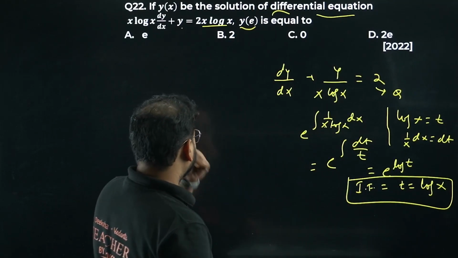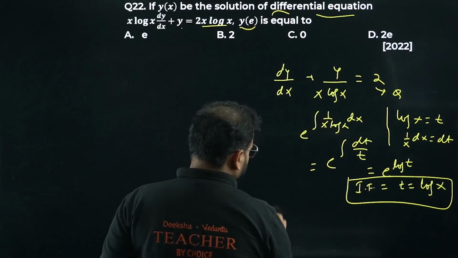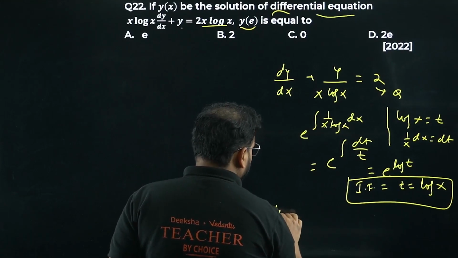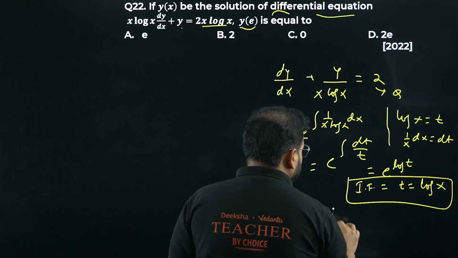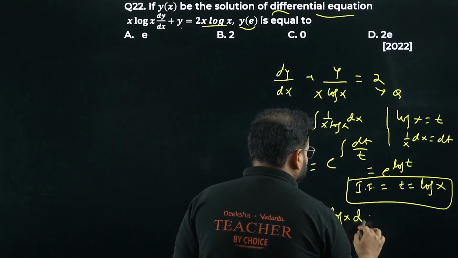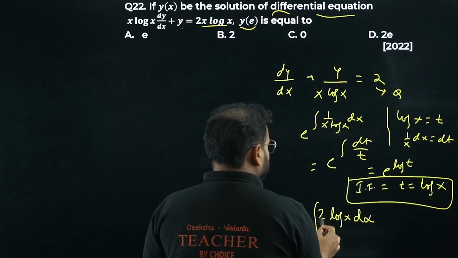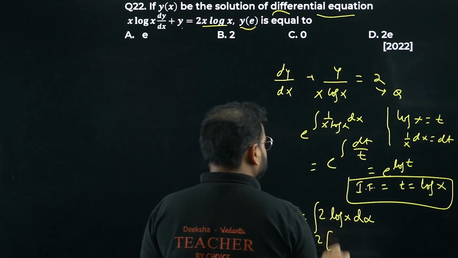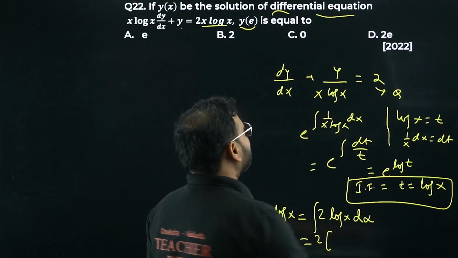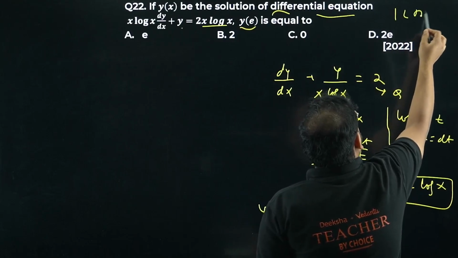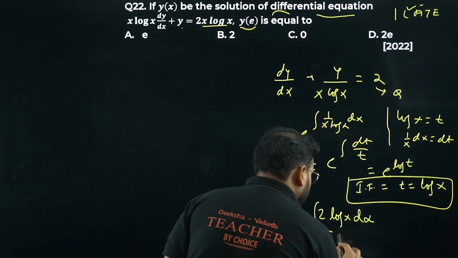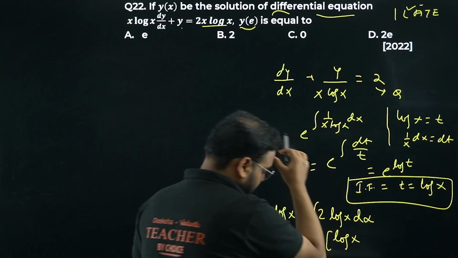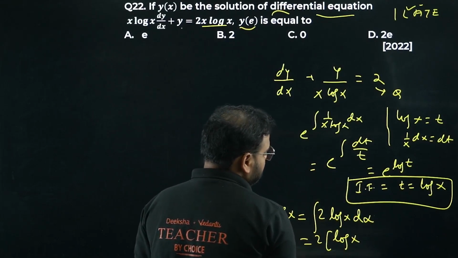Now write the answer. You'll have the solution as y times log x equals integration of 2 log x dx. We have to apply integration by parts over here. So 2 is a constant, keep it outside. Log x is the first function, ILATE, so log has a preference over algebra. So take log as it is. You'll have log x over here, and then integrate 1. Nothing is there means 1 is there.